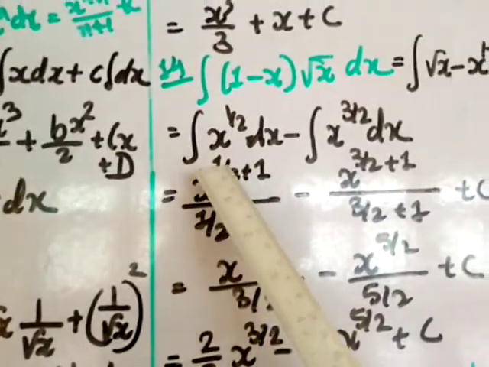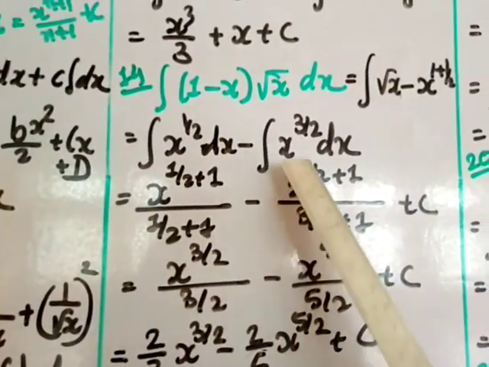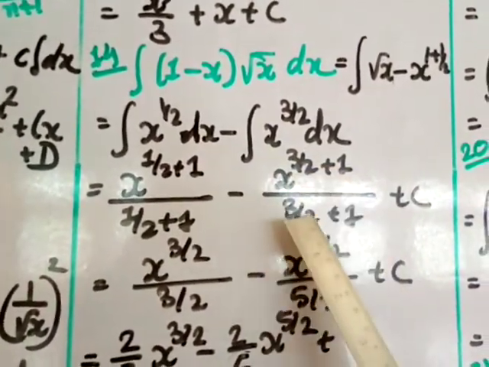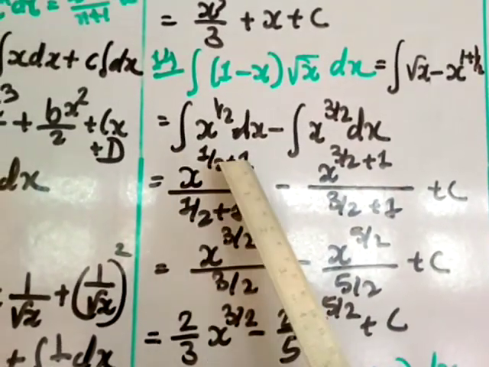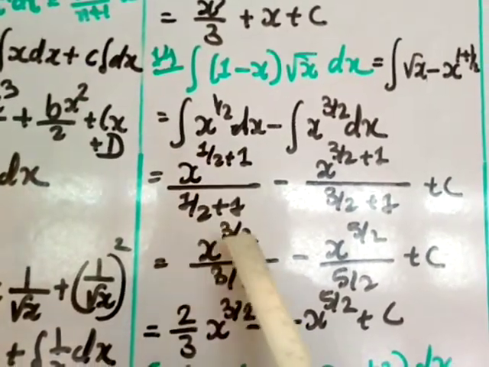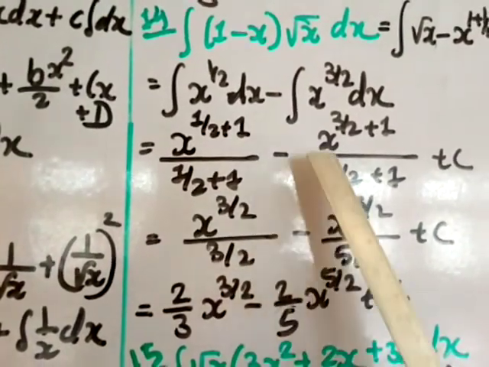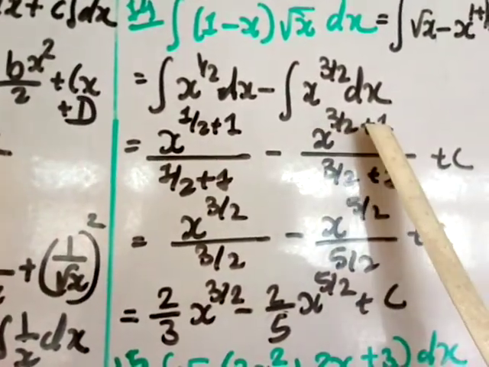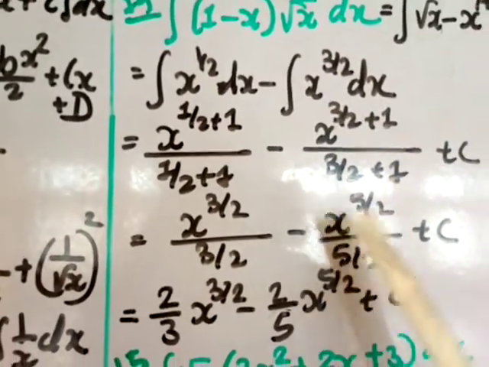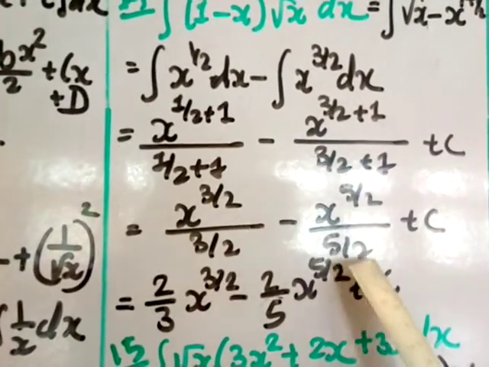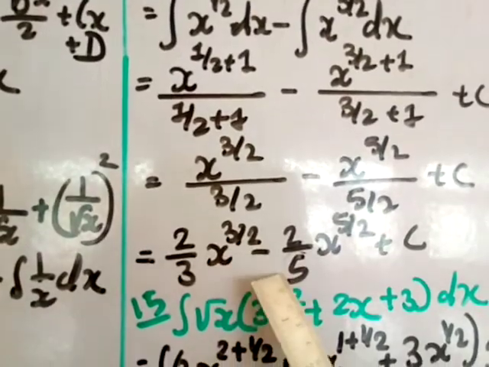So here, x power 1/2 plus 1 divided by 1/2 plus 1, minus x power 3/2 plus 1 divided by 3/2 plus 1, plus c. Take LCM: 2 into 1 is 2, plus 1 is 3/2, so 3/2. The denominator also, take LCM: 2 into 1 is 2, plus 1 is 3/2, minus x, take LCM: 2 into 1 is 2, plus 3 is 5/2, divided by 5/2, plus c.